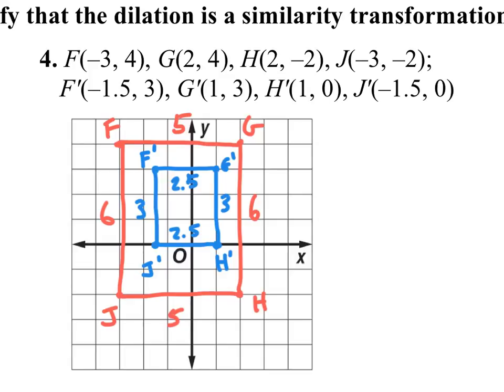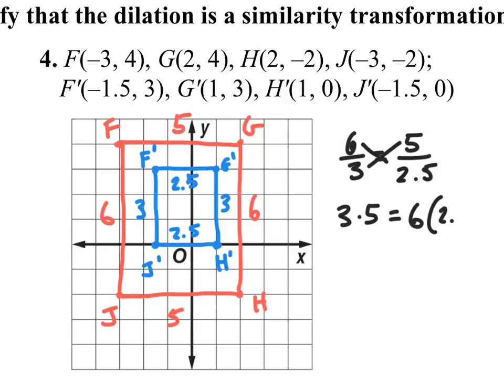So I'm going to do 6 over 3, okay, is equal to 5 over 2.5, okay? And then I'm going to multiply these together, and so I'm going to end up getting 3 times 5. Is that equal to 6 times 2.5? All right, and 3 times 5 is 15. And then 6 times 2.5, okay, 6 times 2 is 12, and then 6 times a half is 3, and 12 plus 3 is 15, so I get 15. And so that's true, okay?